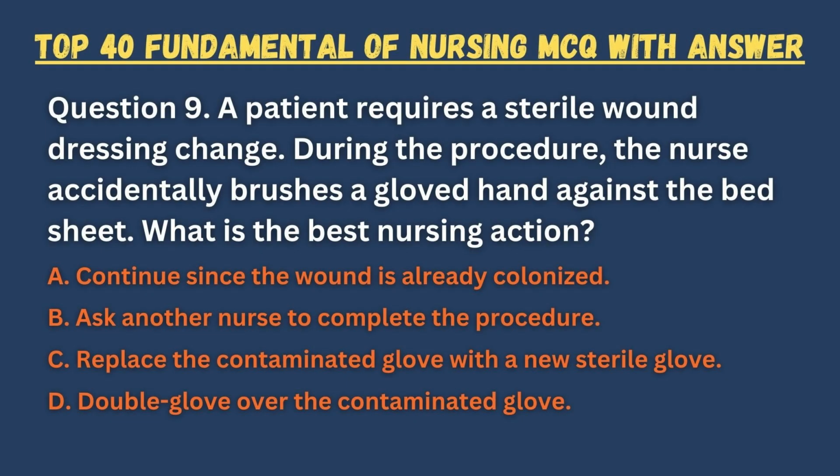Question 9. A patient requires a sterile wound dressing change. During the procedure, the nurse accidentally brushes a gloved hand against the bed sheet. What is the best nursing action? A. Continue since the wound is already colonized. B. Ask another nurse to complete the procedure. C. Replace the contaminated glove with a new sterile glove. D. Double glove over the contaminated glove.